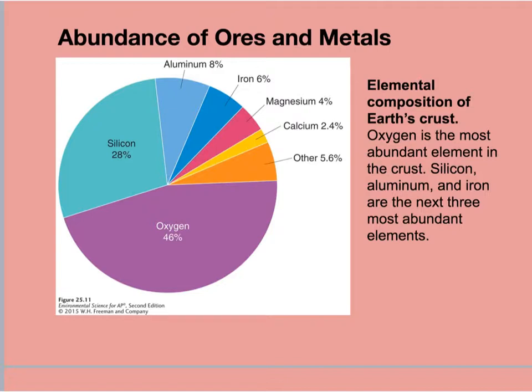But basically, the element composition of the Earth's crust, you can see here, oxygen is the most abundant element in the crust. Silicon, aluminum, and iron are the next 3 most abundant elements here. And so ores and minerals exist in a multiple combination of these things, and oftentimes we have to extract out things like magnesium and iron in order to get at something else.